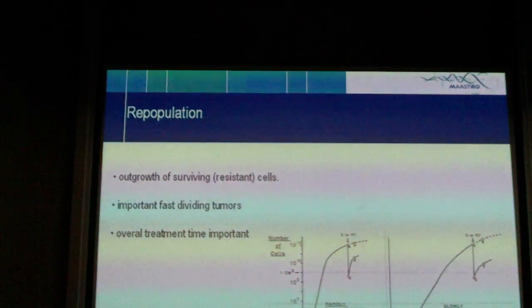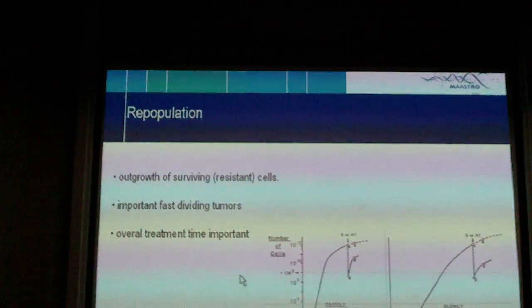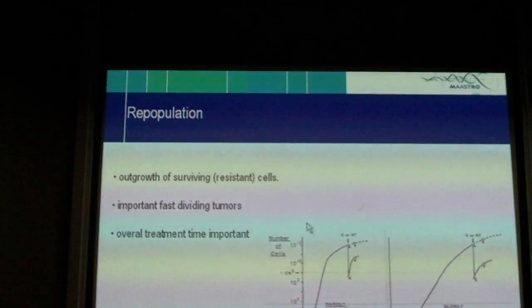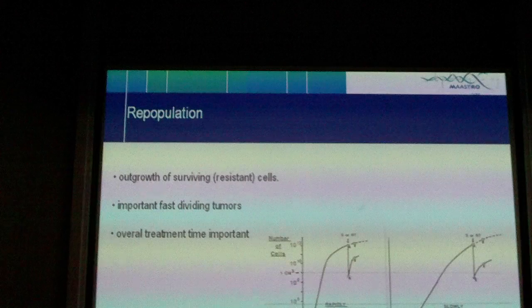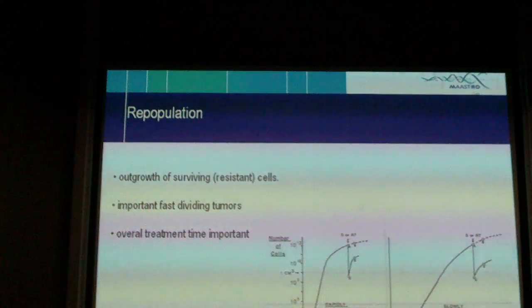If we go to the next R, it's repopulation. It means the outgrowth of surviving or resistant cells. It's important for fast dividing tumors, and overall treatment time is important. I have two very old curves. Time is on the x-axis, number of cells on the y-axis. This is how a cell population grows over time, for rapidly proliferating and slowly proliferating cells. You see that the slope for the slowly proliferating one is less steep than for the rapidly proliferating one.